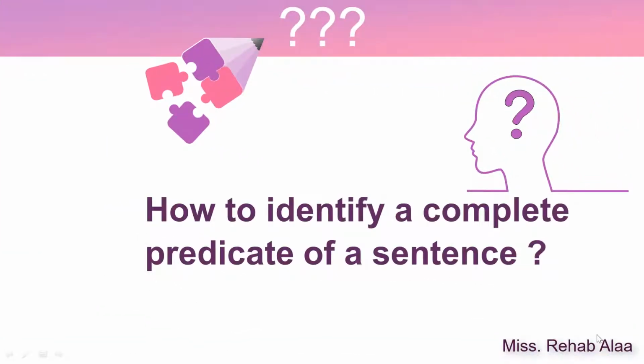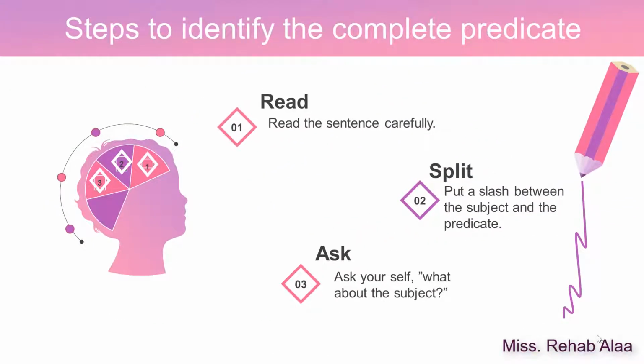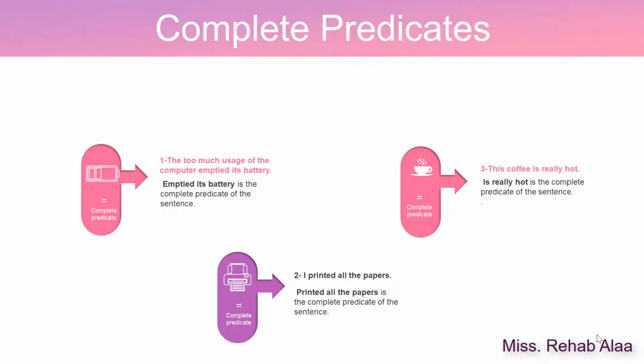To be able to identify a complete predicate, you have to carefully read the sentence, put a slash or a line to separate the subject and the predicate, then ask yourself, what is the subject doing or what is the subject about? Let's have some examples. Number 1, the too much usage of the computer emptied its battery. Emptied its battery here would be the complete predicate of the sentence.